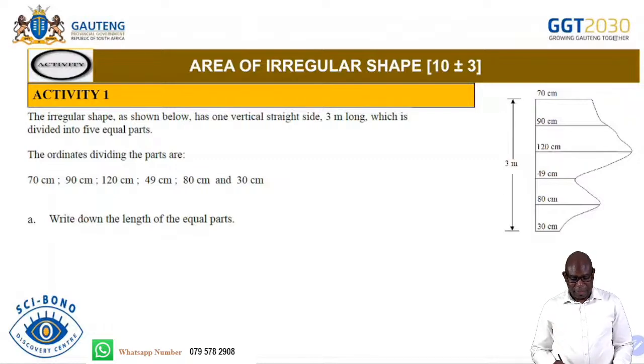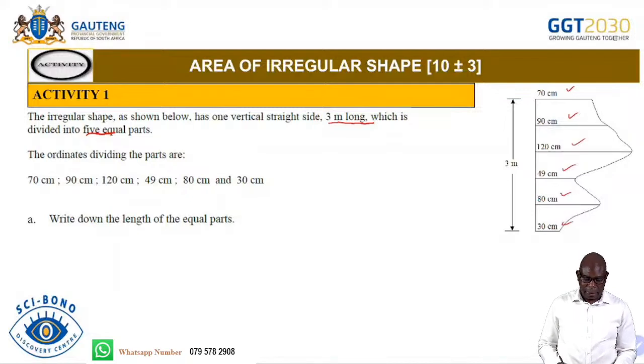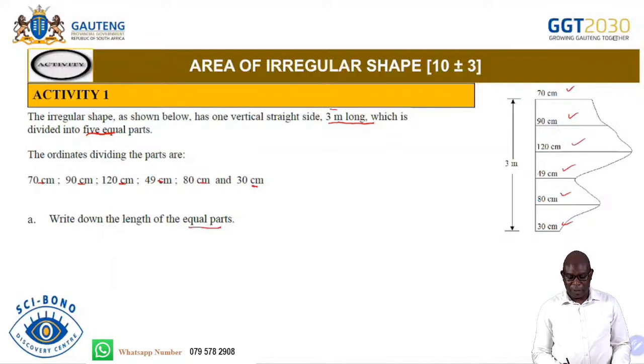In this question, it says the irregular shape shown below is 3 meters long. There's one vertical side which is 3 meters long, divided into 5. They even tell you it's divided into 5 equal parts. These are the ordinates, and they're all given in centimeters. Check this. Write down the length of the equal parts. 3 meters is what is given.